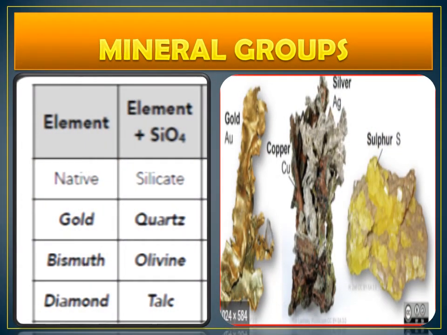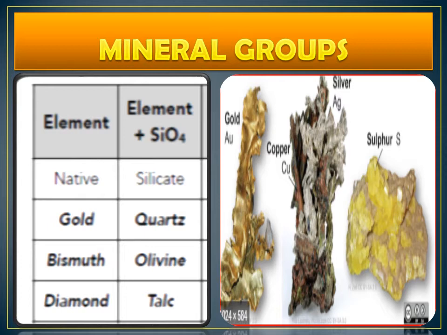The most stable and least ambiguous basis for classification of minerals is based on their chemical composition. There are 7 mineral groups. We will talk about them one by one. First, let's talk about native elements.